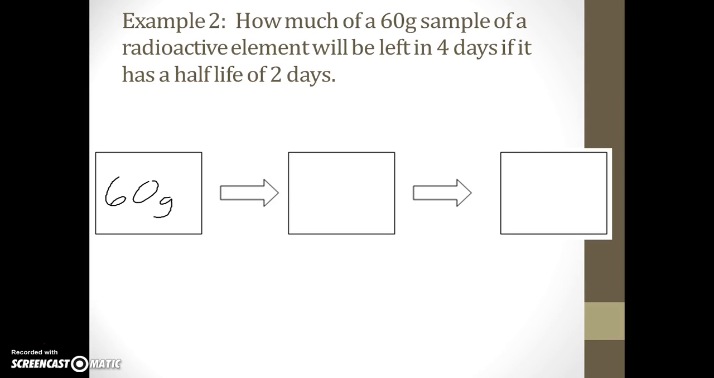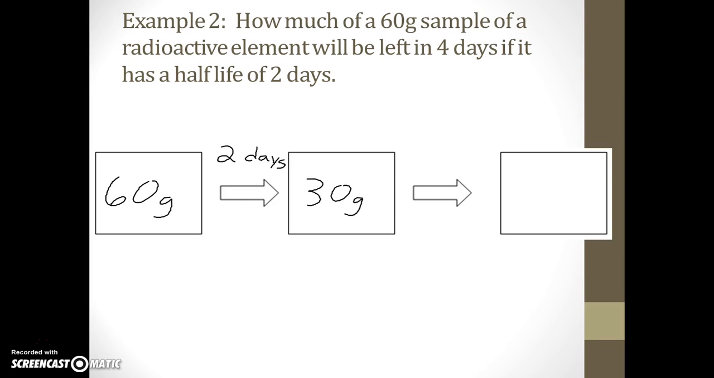After our first arrow, that's 1 half-life. The half-life is 2 days, so our first arrow is 2 days. After a half-life, all you do is take what you started with and divide it by 2. So we're going to do 60 divided by 2. That gives us 30 grams.